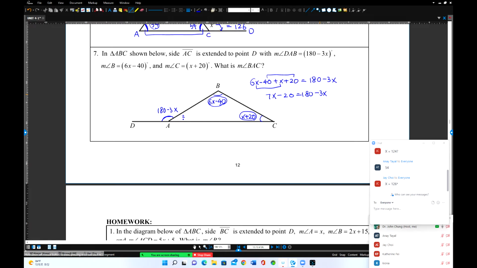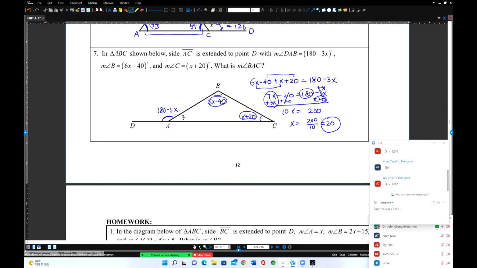I'm going to keep the variable on the left-hand side. Plus 20 on both sides. 180 plus 20 is 200. Now plus 3x on both sides. 10x equals 200. From here we get the value of x: x equals 200 over 10 equals 20. This is the value of x.